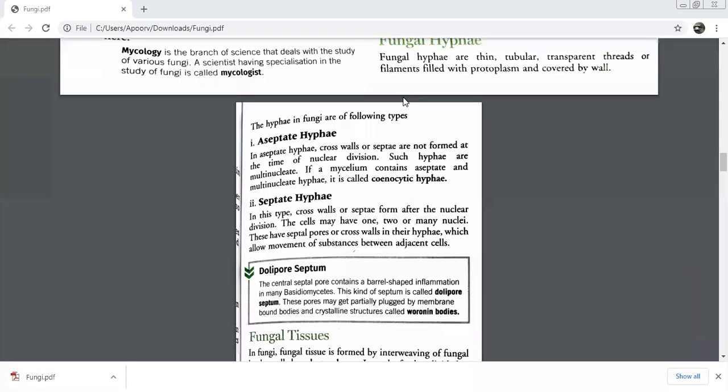Beta, did you understand the difference between septate and aseptate? Yes, Vache, did you understand the difference? Aseptate and septate.